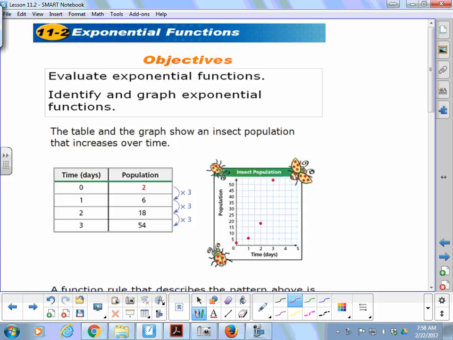We're going to be looking at exponential functions. So we're going to evaluate exponential functions, identify whether a table represents an exponential function or not, and then we're going to graph exponential functions.